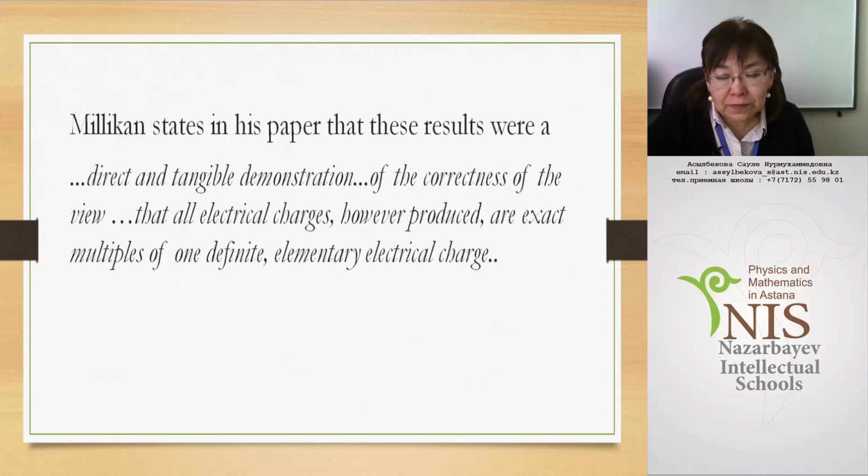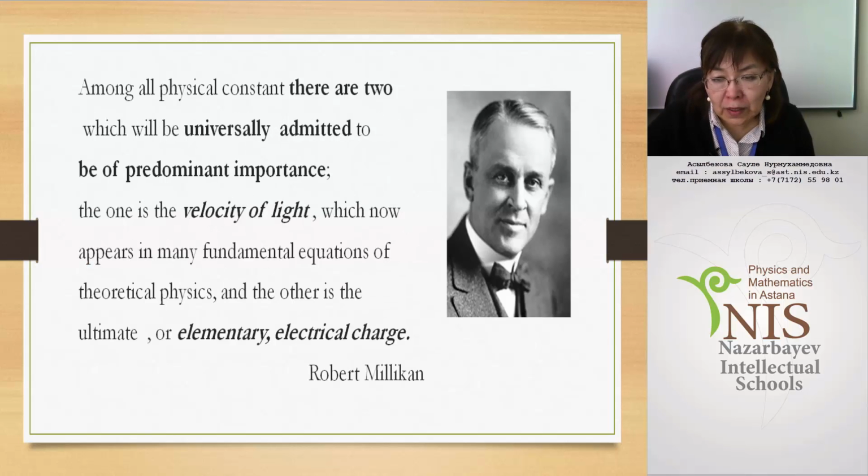Millikan stated that this result is a direct and tangible demonstration of the correctness of the view that all electrical charges, however produced, are exact multiples of one definite elementary electrical charge. And he recognized, and nowadays we confirm, that there are two physical quantities which are very important: the velocity of light and the elementary electrical charge.